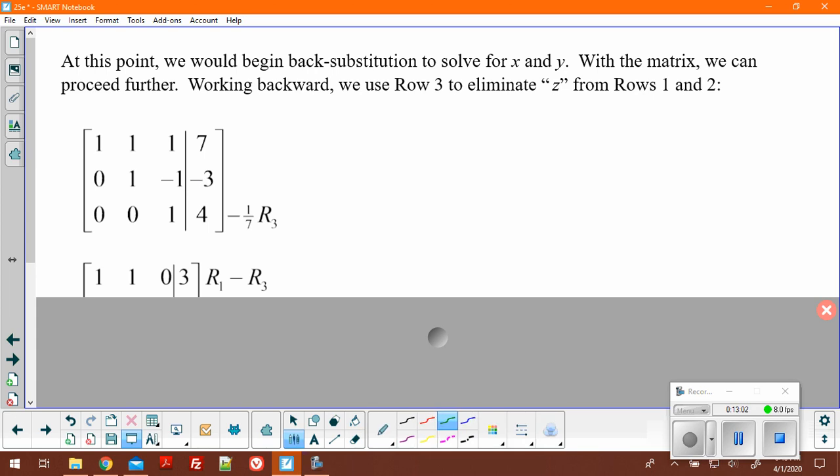That's going to get rid of the 1 in that lead position. What I'm doing here is row 1 minus row 3. 1 minus 0 is 1. 1 minus 0 is 1. 1 minus 1 is 0. 7 minus 4 is 3. And I wrote it down there. So that means my top equation is really now just an x and y. This is x plus y equals 3.